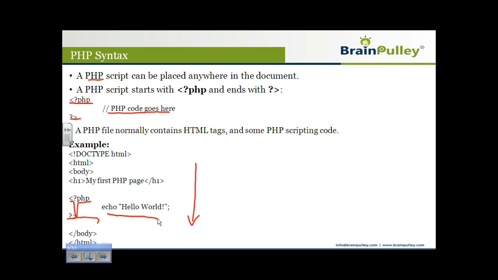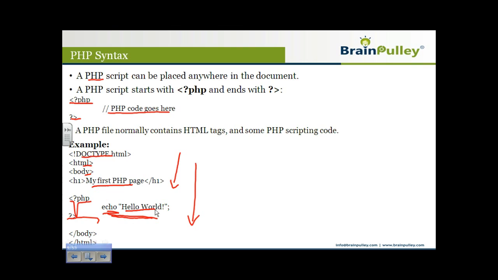See the second example. Till this point, it's normal HTML: <!DOCTYPE html>, this is the HTML header, then we have the HTML body, <h1>My first PHP page</h1>, and then I have <?php, and my statement is echo "Hello World". If you know a little bit of shell scripting, echo is a keyword from shell scripting which they use to print something. In echo, inside double quotes, whatever message I write will be printed.